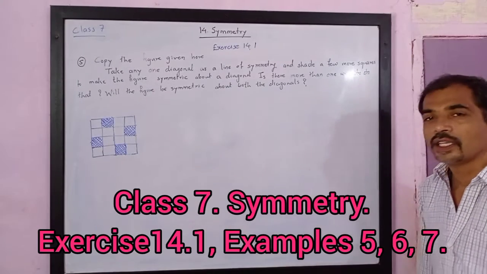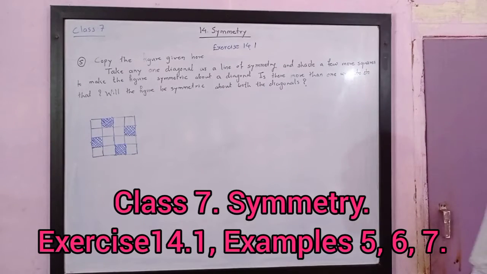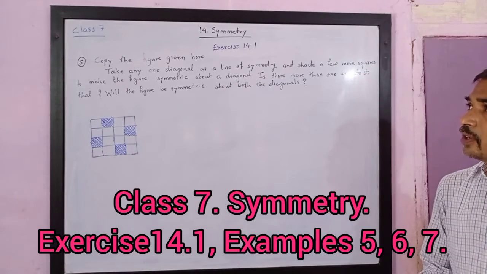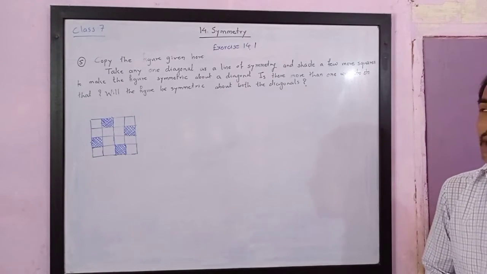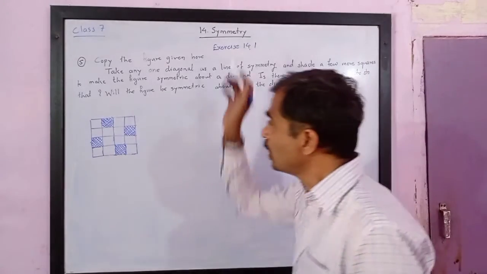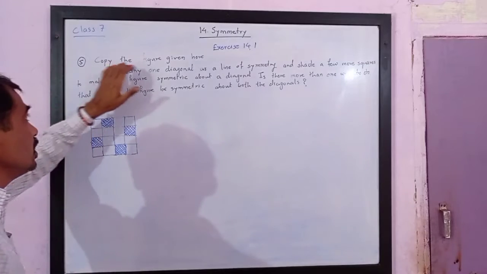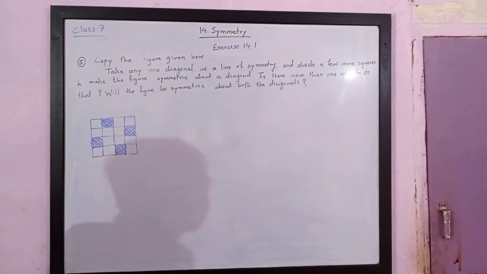Dear friends, in class 7 we are trying to understand lines of symmetry or axis of symmetry, and now let us try to understand the same concept with some other examples. In chapter number 14 we have exercise 14.1, and in that the fifth question is: copy the figure given below. So we have drawn the figure.